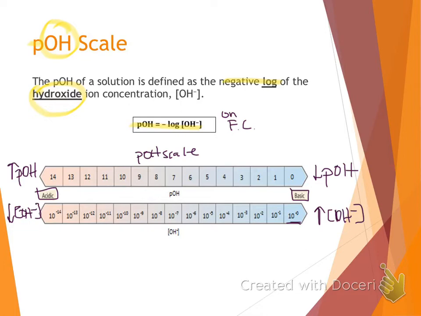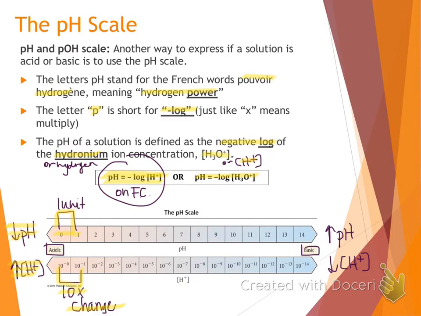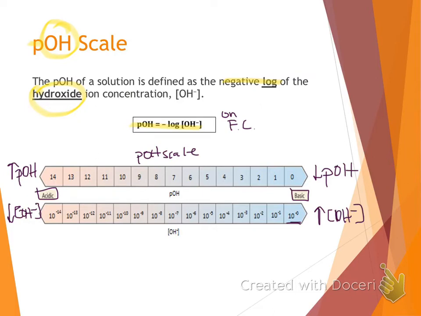So we can also see, if we look back at our pH versus the pOH scales here, that we have that relationship where Kw equals H plus times OH minus. If we have lots of H plus, we have a little bit of OH minus. If we have lots of OH minus, we have a little bit of H plus. And lastly, this is still a log base 10 scale. So every 1 unit, we're going to see a 10 times change.